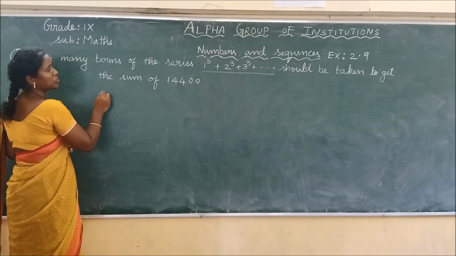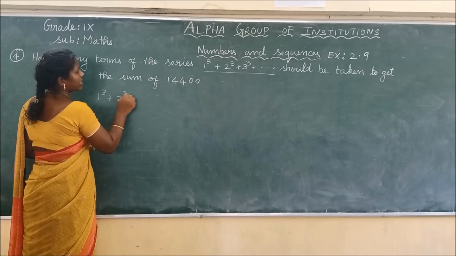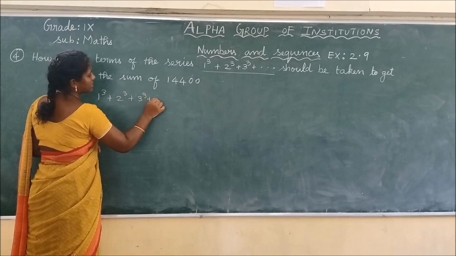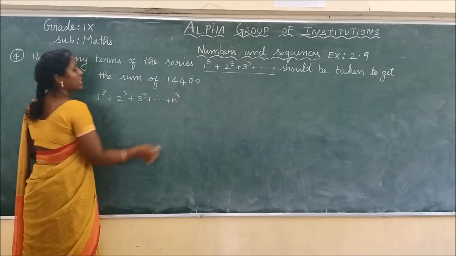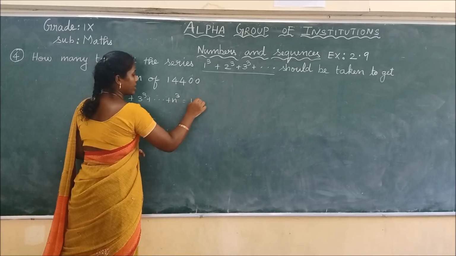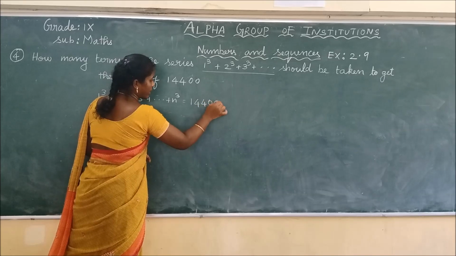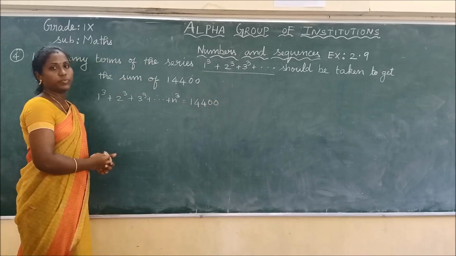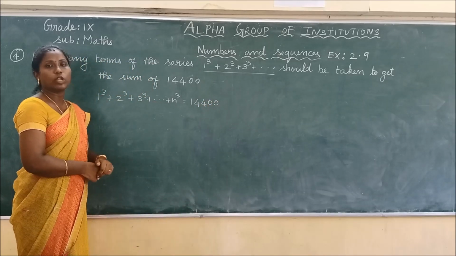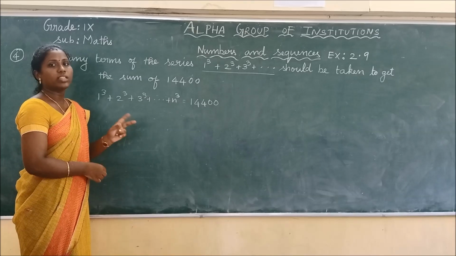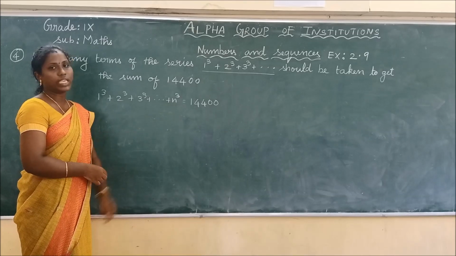They added the term up to n. We don't know the value, so we just take it in general as n: 1 cube plus 2 cube plus 3 cube and so on, plus n cube. The answer is given in the question as 14,400. How many terms do we have to find? That means we have to find the value of n here. Okay, find the number of terms.